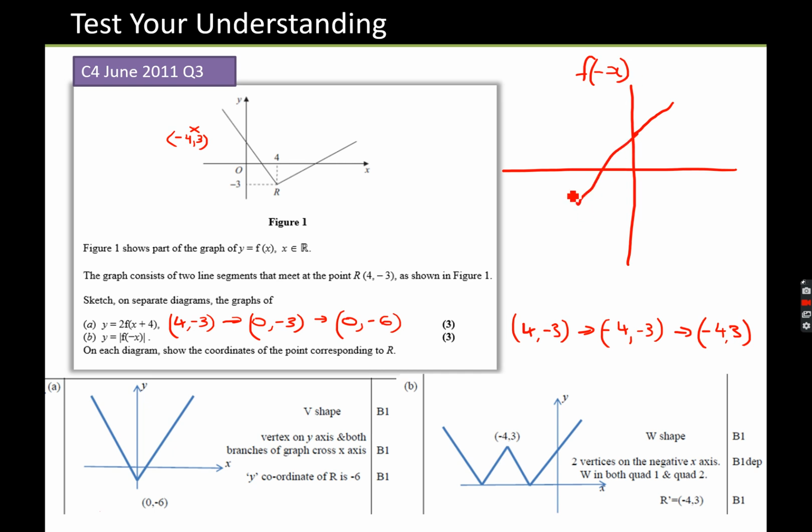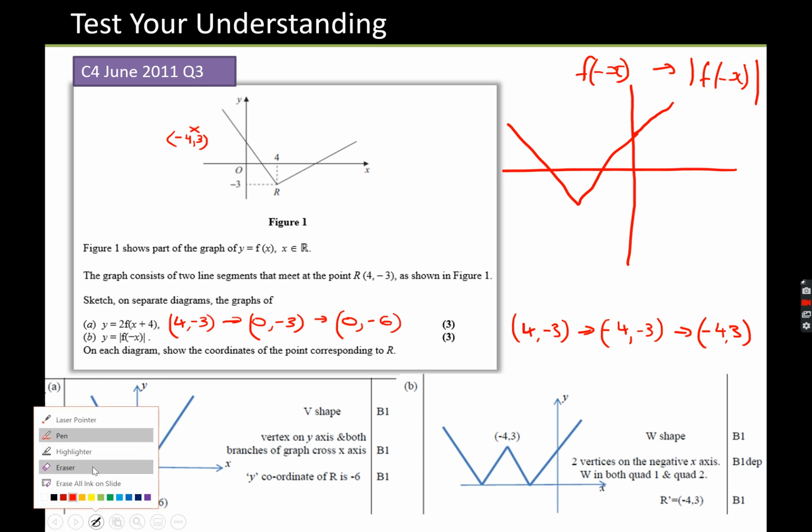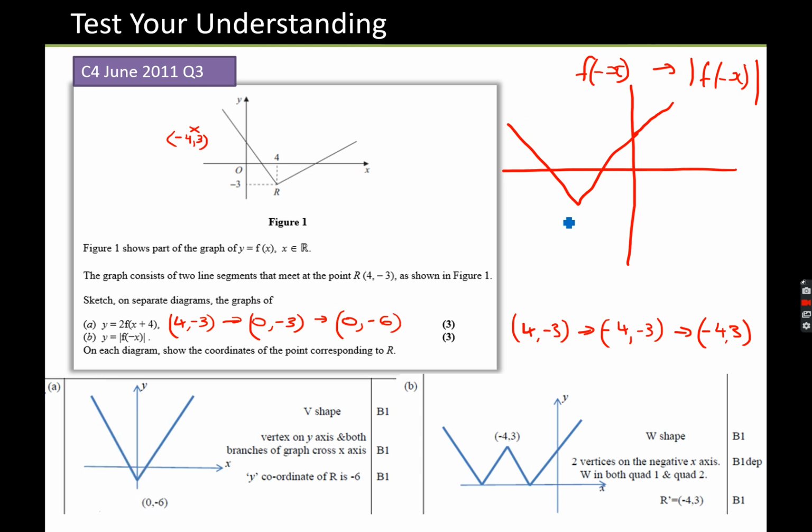Once we do that, when it comes to doing the modulus of it, it's nice and simple, because all we then need to do is anything that's below the axis comes above. And that's where we get that look. And then we know that this point on here is (-4, 3). So you can always sketch in stages. Sometimes that is much, much easier.